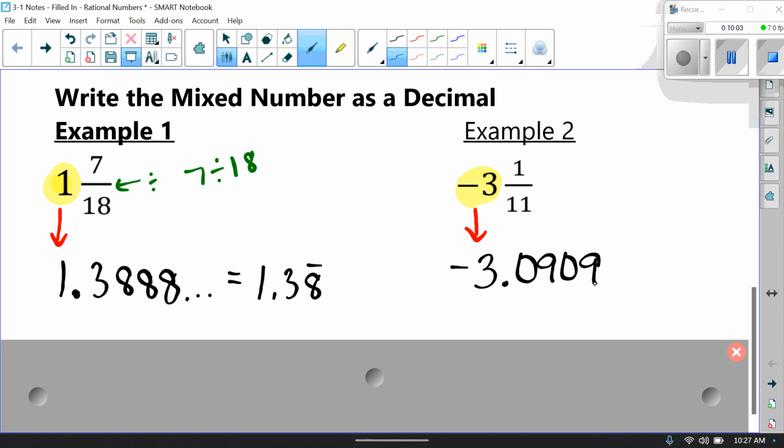0.0909 dot dot dot. Now, what part repeats? What part repeats? The 0 and the 9. So, how am I going to write this with bar notation? You put the bar over the 0 and the 9. Very good. So, we're going to write equals negative 3.09 with the bar over the 0 and the 9. Is everybody clear?